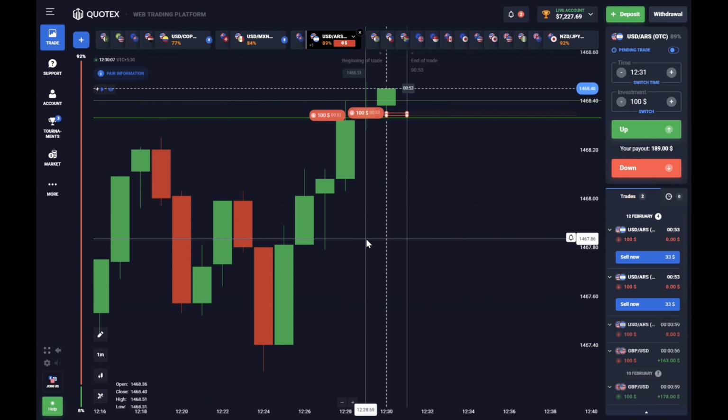I have placed double trades of $100 each in the downward direction. Now I will wait here for a while until both these trades go into profit and until these candles close.